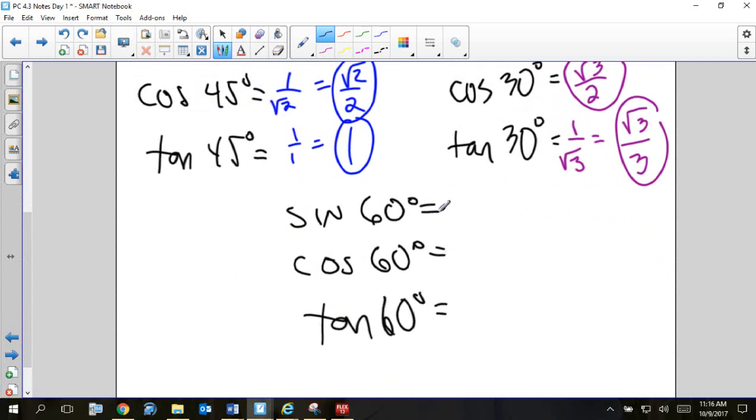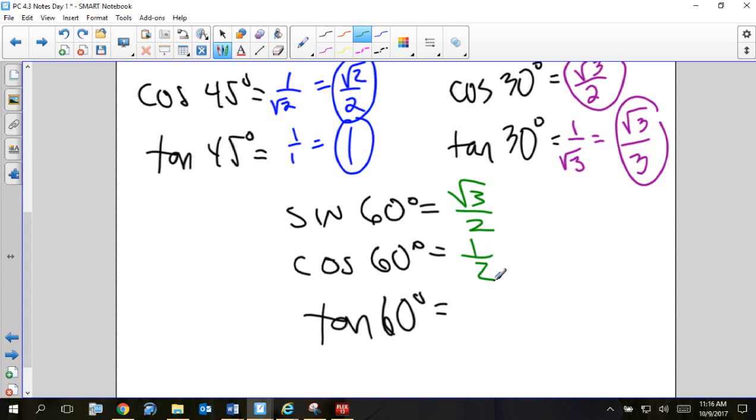So the 60 degrees are in the same triangles as 30 degrees. So these numbers are similar. Sine of 60 degrees: square root of 3 over 2. Cosine of 60: half. It's the same as the sine of 30.